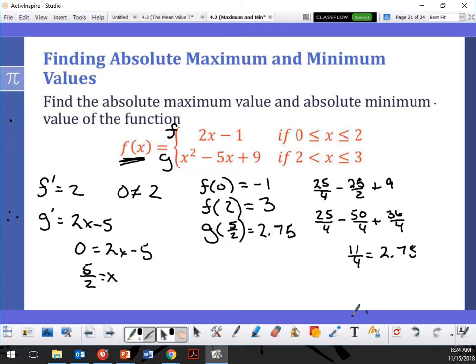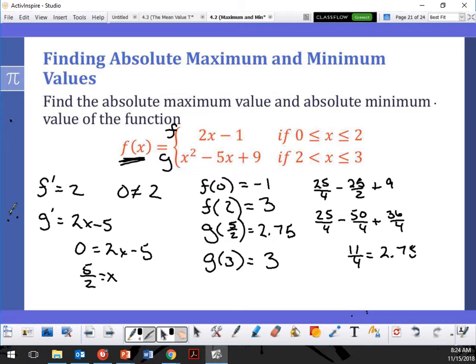And next one, plug in 3. So g of 3 is going to give me 9 minus 15. 9 minus 15 is going to give me negative 6, plus 9, positive 3.